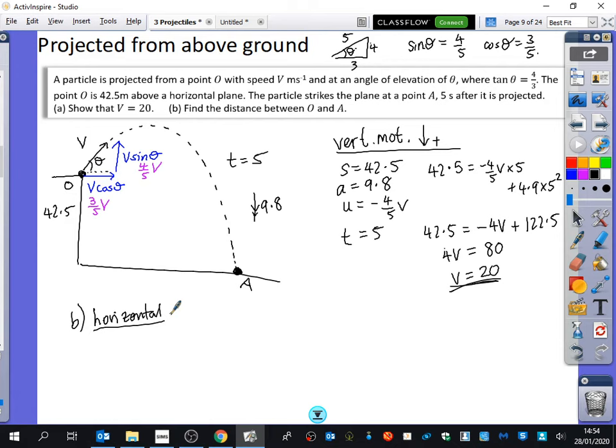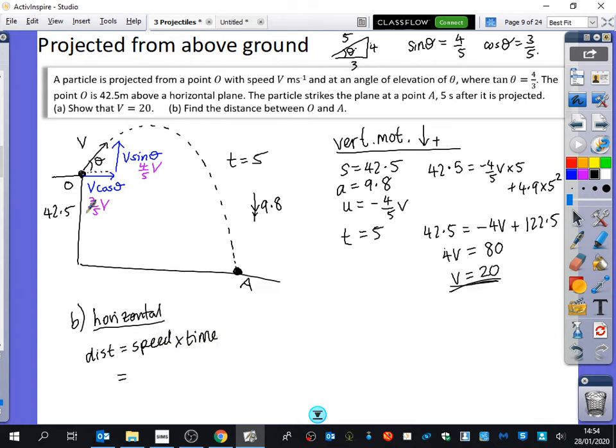Find the distance between O and A. They want the distance between here and here, which Muhi, I think earlier, told us this was Pythagoras. Well, I know this distance, so I obviously have to achieve this distance along the bottom here. So I want to find out what the horizontal distance is. And we know that the horizontal distance is speed times time. Take it all the way back to year 8.